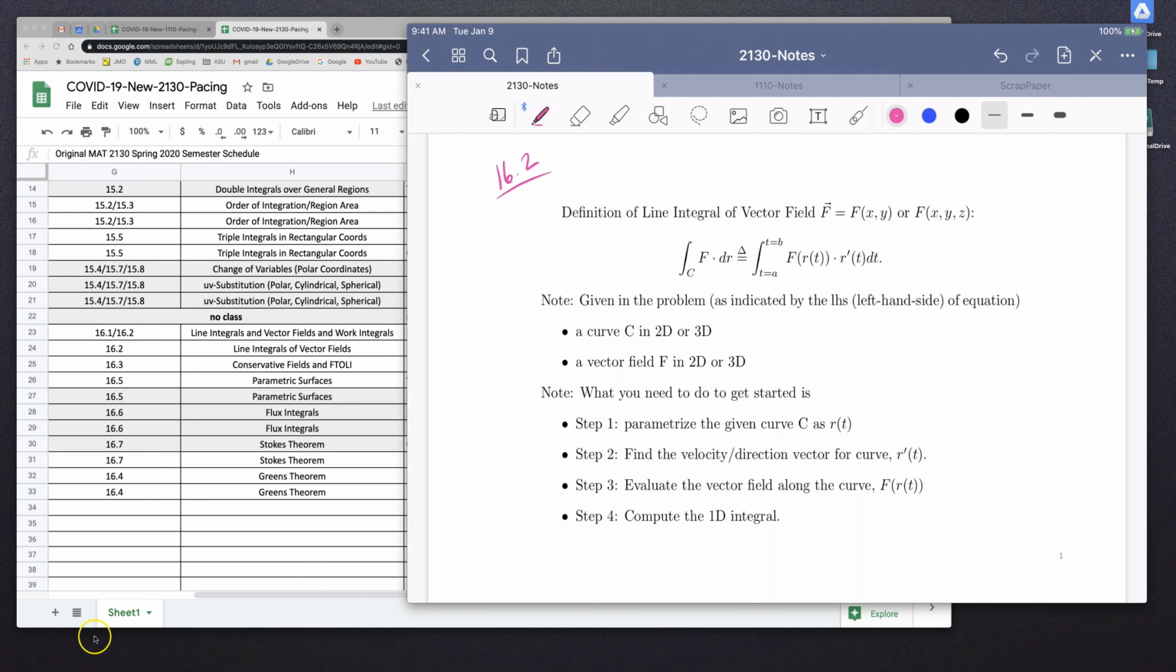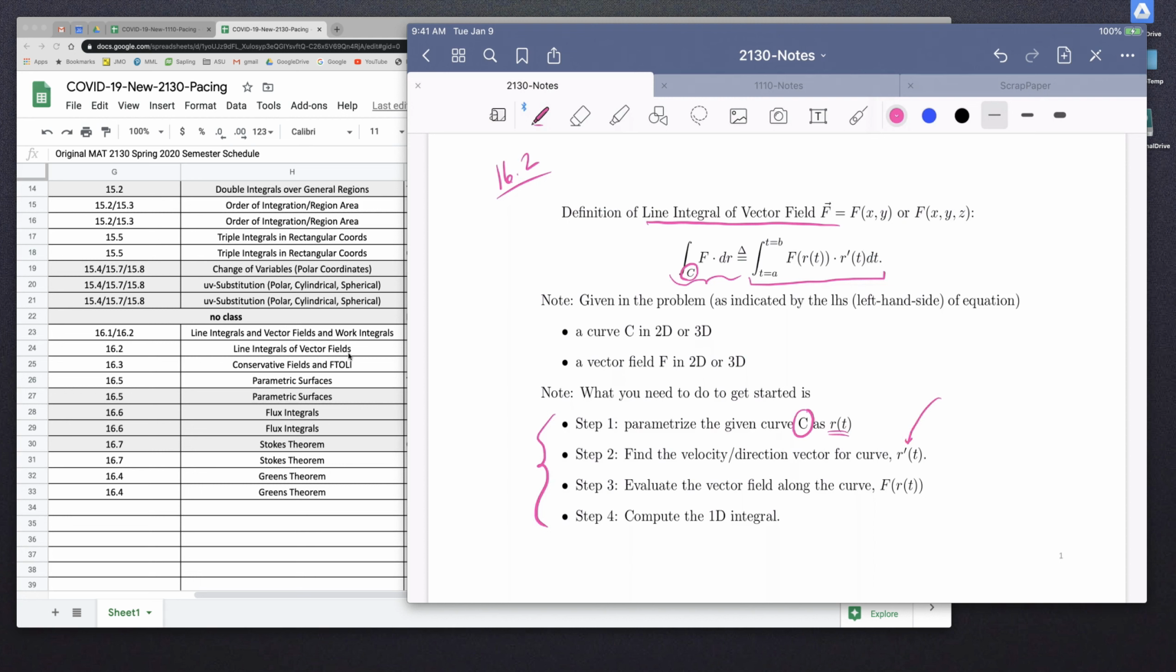Alright, in this video we begin transitioning from sections 16.1 and 16.2 where we've discussed line integrals of vector fields specifically. Here is the notation for a line integral of a vector field, and here is the method of computation. We can see the steps outlined: you first need to parameterize the curve C given here in the notation. You need to parameterize that as a vector valued function in one variable.